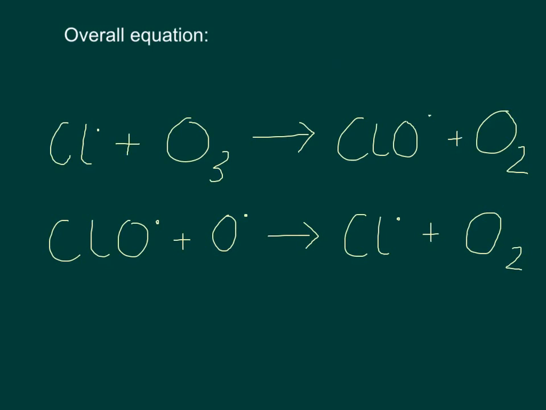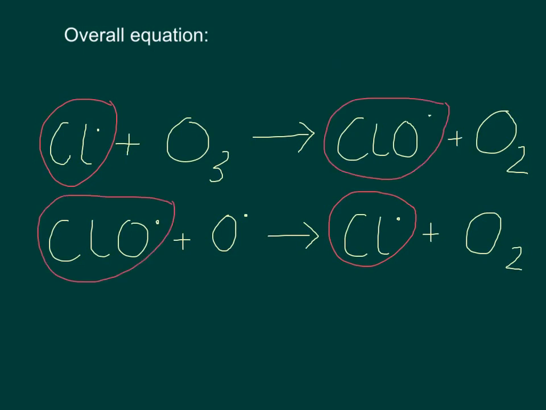However, look at what happens if these two reactions take place alongside each other, which they're very likely to do. The chlorine radical is used up in the first reaction, but regenerated in the second reaction. The ClO radical is produced in the first reaction, but used up in the second reaction. So overall, in this part of the ozone layer, there's no change in the concentration of chlorine radicals. They're not used up.